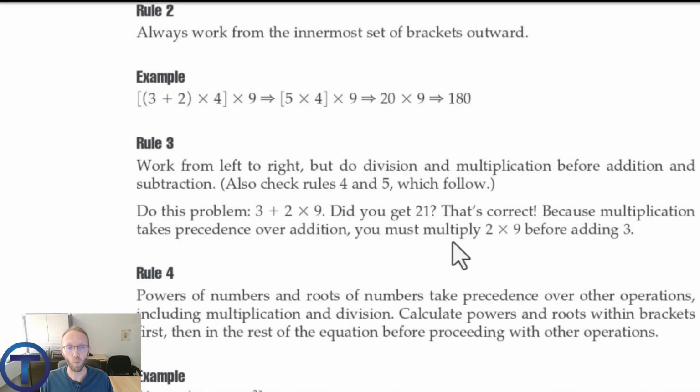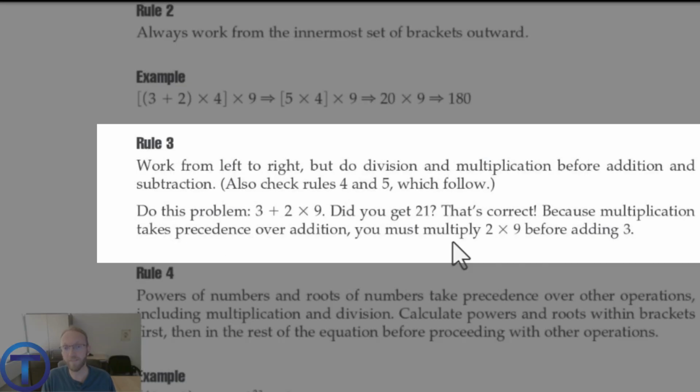Rule number 3: work from left to right, but do the division and multiplication before the addition and subtraction. They give us this problem. Do this problem: 3 plus 2 times 9. What do you get? Well, again, multiplication first. So 2 times 9 is 18, plus 3. You should get 21. That's where you go.